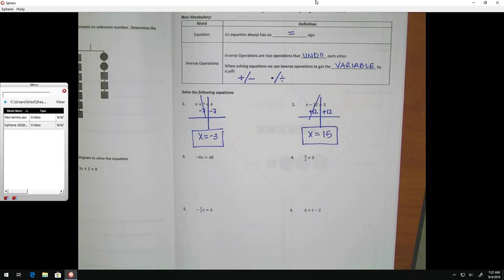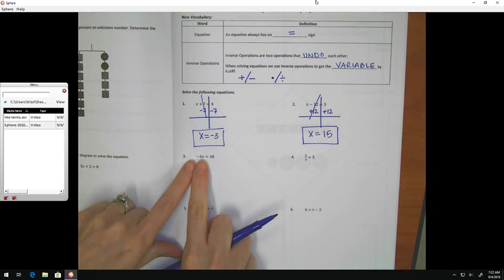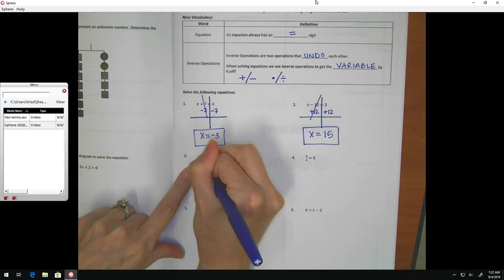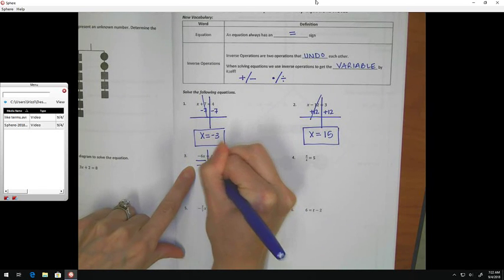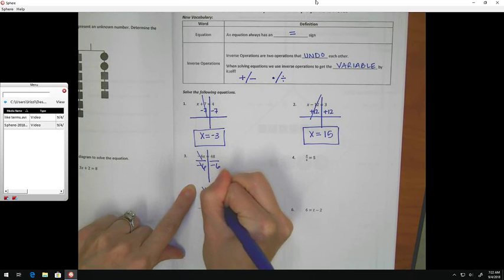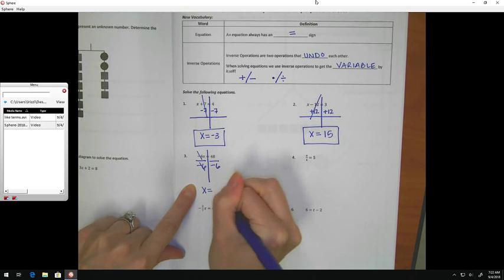All right, moving on. Number 3. The inverse of negative 6 times x is to divide by negative 6. Remember, the inverse of multiplication is division. So these cancel, and x is going to be 48 divided by negative 6, which is negative 8.